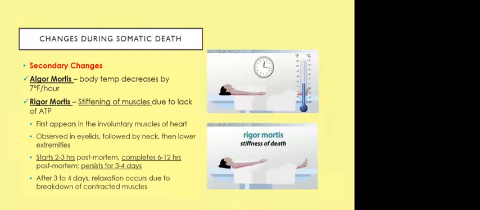Okay, the purpose of having this calcium ions, class, is to relax the muscle. So if there is no ATP, there is no relaxation of the muscles. So the stiffening or the hardening of the muscle usually starts 2 to 3 hours after death. So the body will be completely hardened or rigid 6 to 12 hours after death.